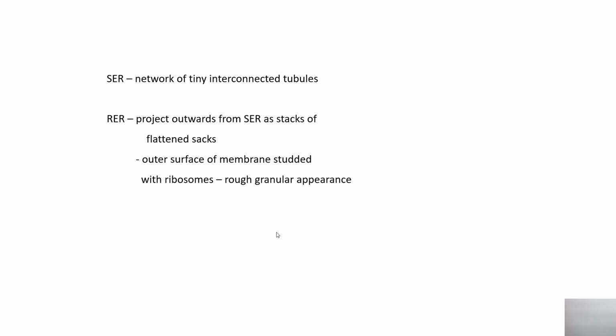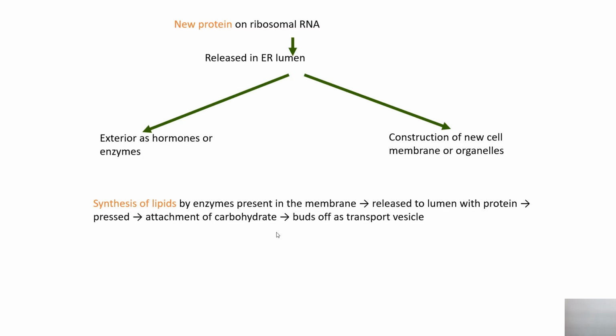We have talked about different kinds of endoplasmic reticulum: the SER, which is a network of tiny interconnected tubules, and the RER, which projects outwards from the SER as stacks of flattened sacs, right? The outer surface of the membrane is studded with ribosomes, giving a rough, granular appearance. Now, new protein and ribosomal RNA released in the ER lumen is excreted as hormones or enzymes, or used for construction of new cell membranes or organelles.